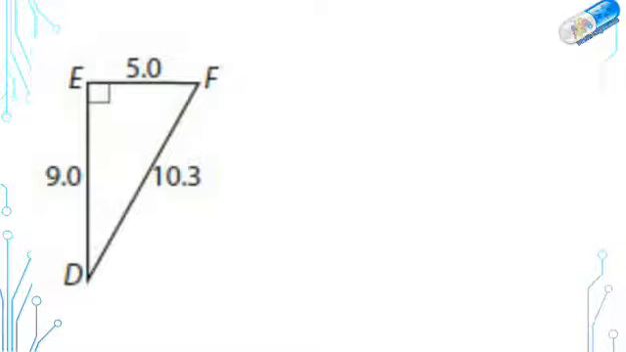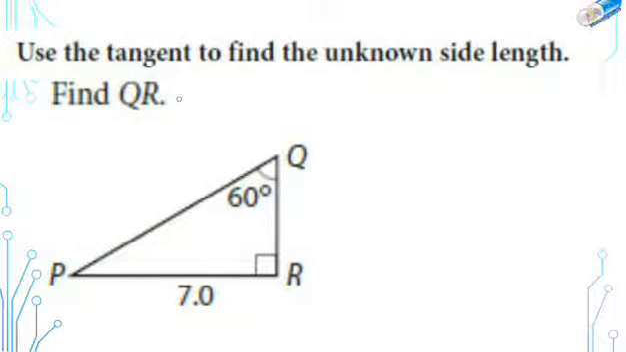Another example, use the tangent or the tan to find the unknown side length. Okay, so here he wants you to find the side length QR. So this is the unknown. You want to find the QR, and you are given the angle. Here is another type of questions. Here you are given the angle, and you're given the opposite side, and you are required to get the adjacent side.